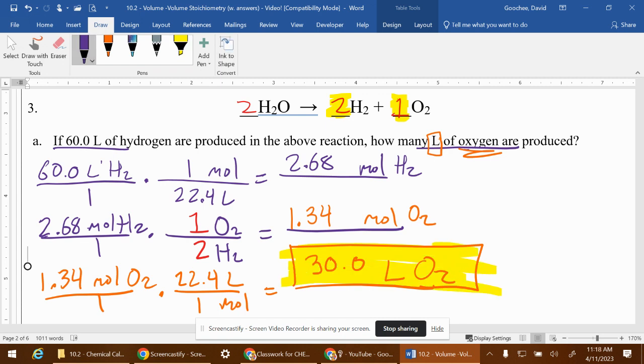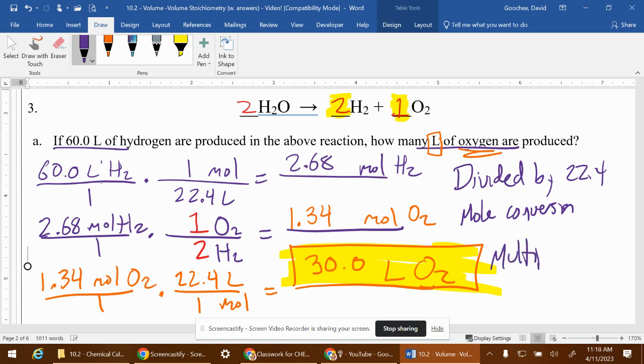All right, so once again, we had our starting amount in liters. To get it into moles, we divided by 22.4. Then the next step was we did a mole conversion using the balanced equation, and then we multiplied by 22.4 to get it back into liters again.